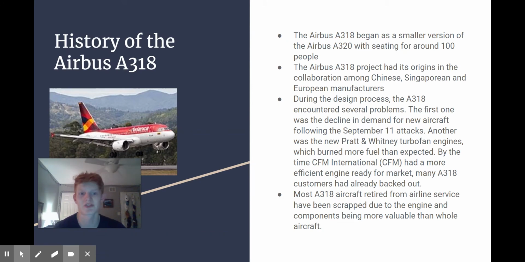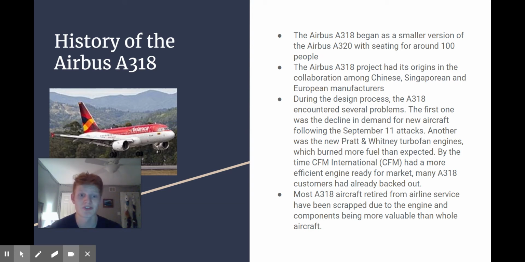This aircraft began as a smaller version of the Airbus A320 with seating for around 100 people. It began as a collaboration among Chinese, Singaporean, and European manufacturers as they looked for a more compact and efficient version of the A320. During the design process of the A318, they encountered a lot of problems, firstly being the decline in demand for new aircraft following the September 11 attacks. It's very clear why people were not flying and looking for new aircraft after these attacks.